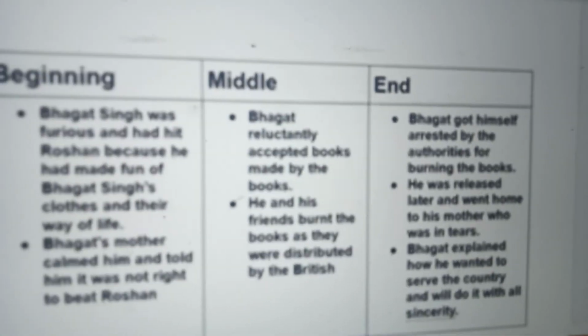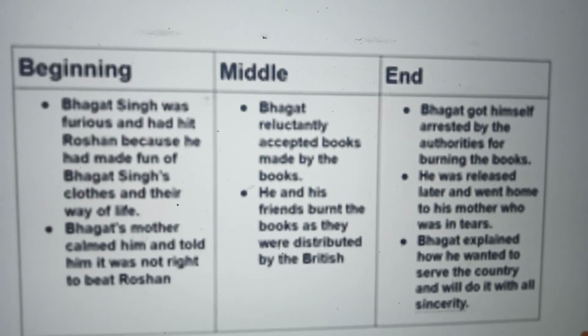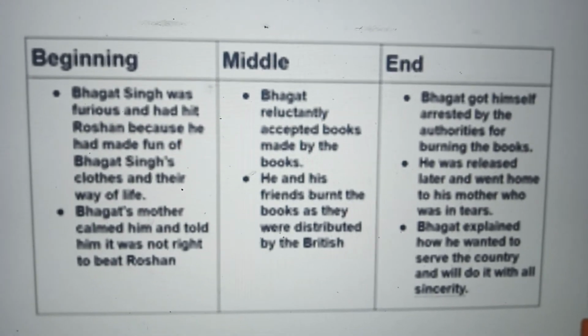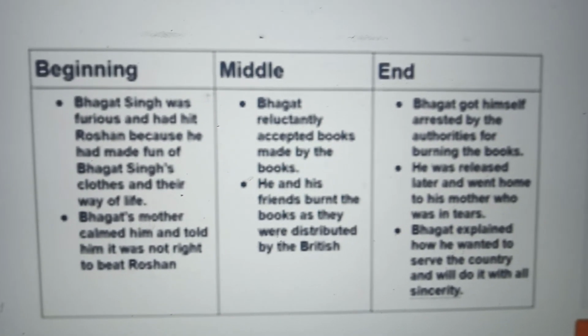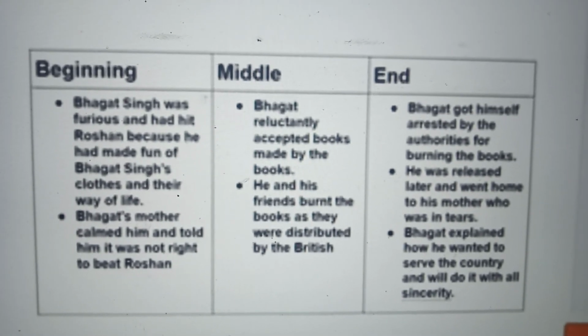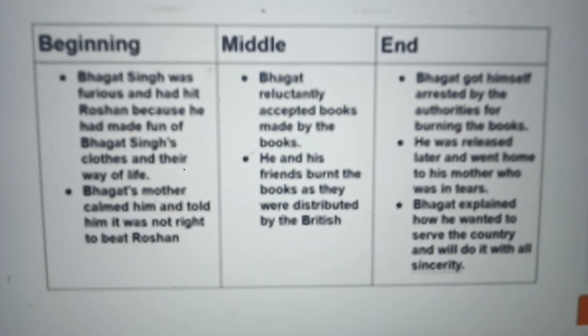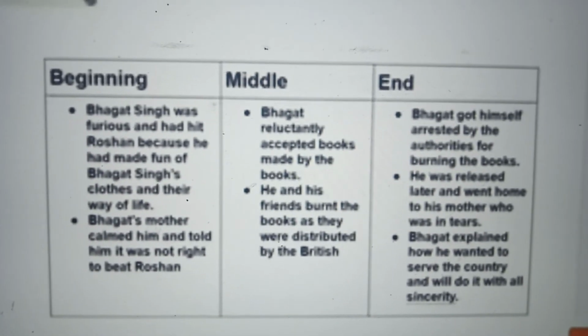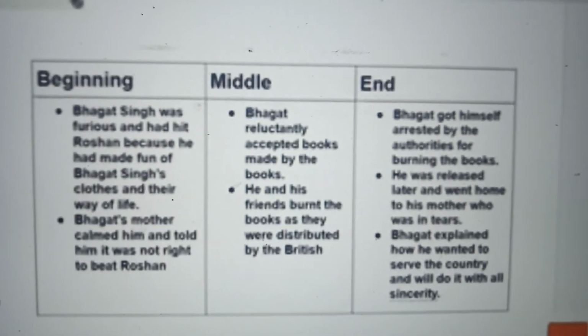Next is how to write the beginning, middle and end of a story. Okay, first is the Bhagat Singh story. They are given here. How to write the first, what is the beginning, and next is middle, what are the things that will come, end is the conclusion of the story. Okay, beginning, middle, end. We already learned the five elements of a story and how we use them to write this.